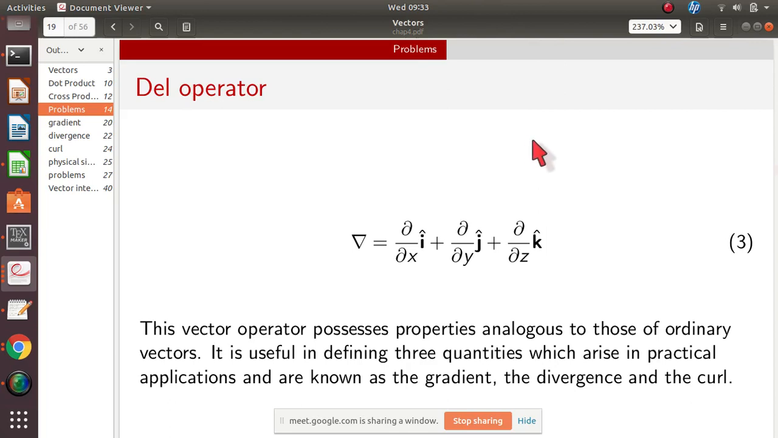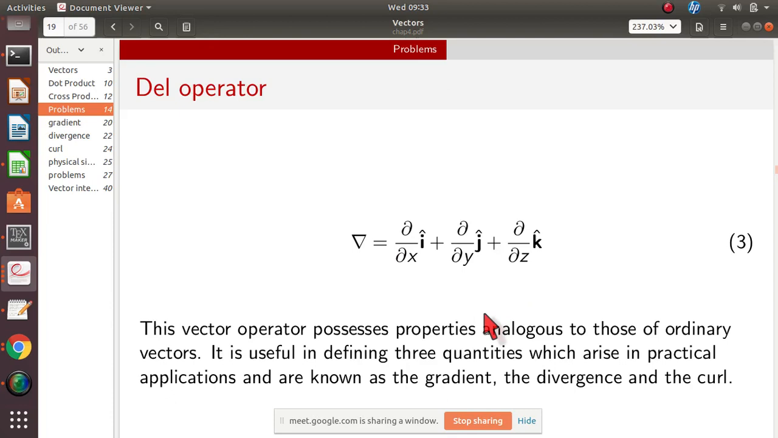So first is the del operator. It's denoted by this italic symbol. This we call nabla, and it is del by del x i cap plus del by del y j cap plus del by del z k cap. So this is the del operator. This is how we read it, del by del x i cap plus del by del y j cap plus del by del z k cap.